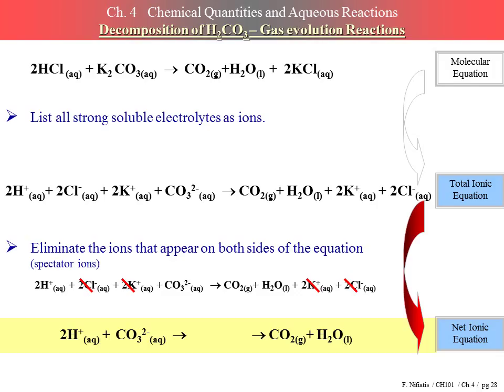This is the net ionic equation. Make sure that you write here the unstable intermediate. It's not even an intermediate, the carbonic acid.